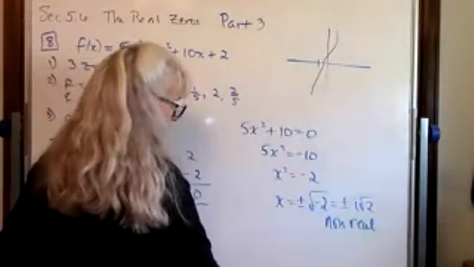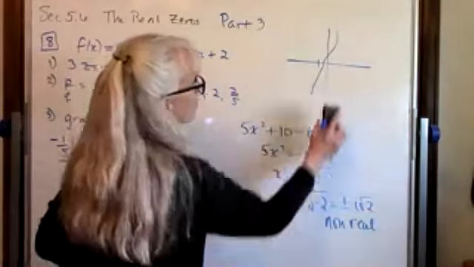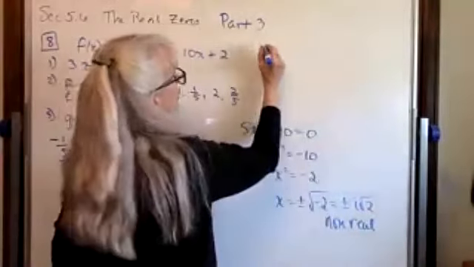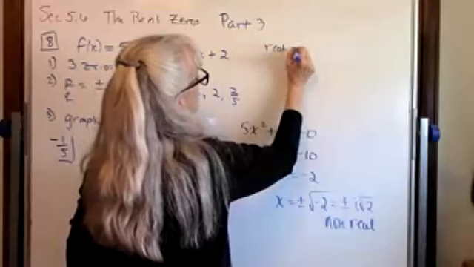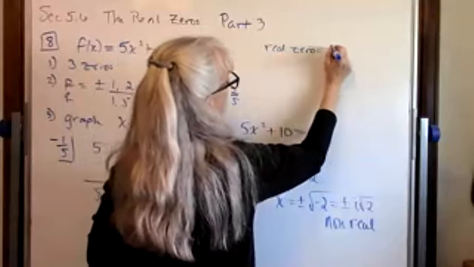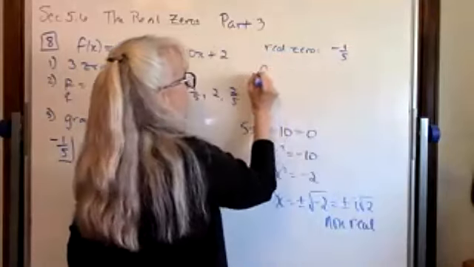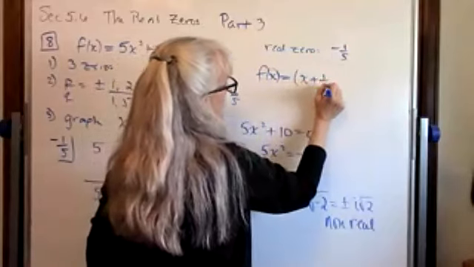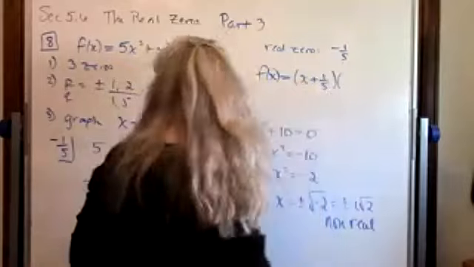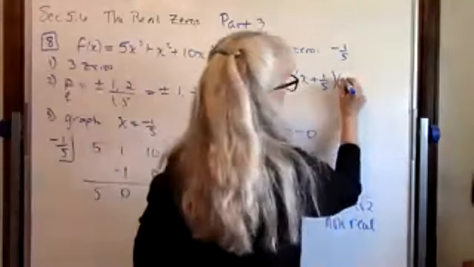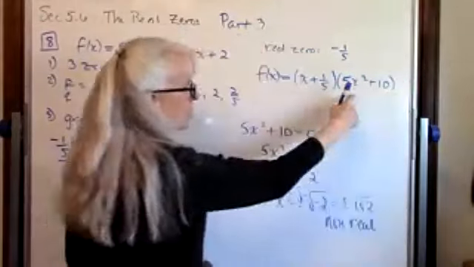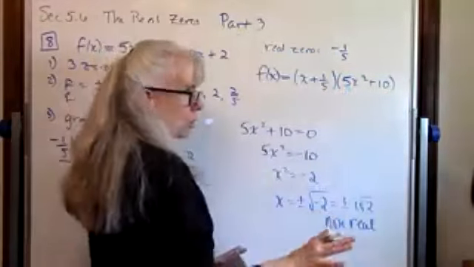So when I write this in factored form, let's make sure we're answering the question. So the real zero was -1/5. And in factored form, f of x has factored into x plus 1/5. And then what was left over is the depressed equation of 5x squared plus 10. And because those are non-real zeros coming out of that quadratic, we won't list them.